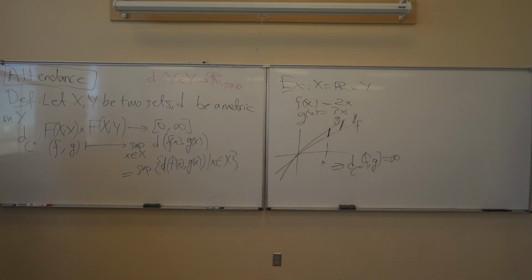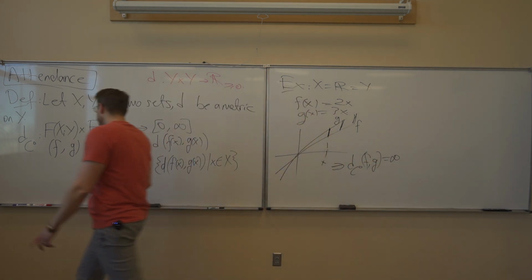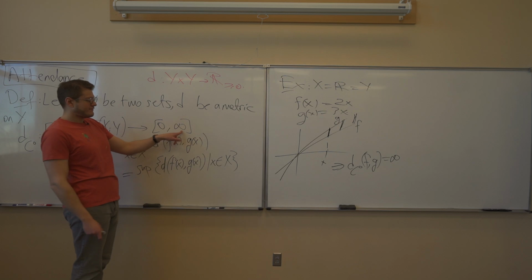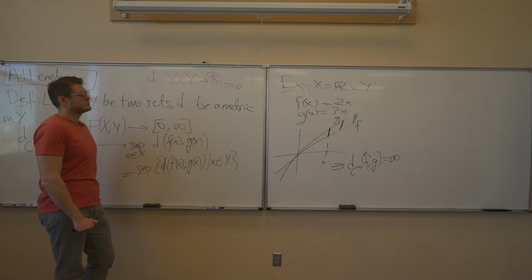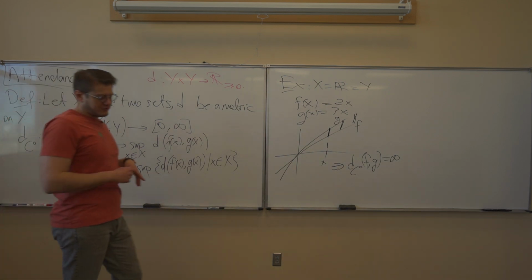Does this make sense? Now, for some people, this is a major problem. For some people, it's not. So technically, because of this issue, because this C0 metric takes infinity as a value, some people wouldn't want to call it a metric. Some people would, but some people wouldn't. And then they would say something like, oh, this is an infinite metric or something like that.